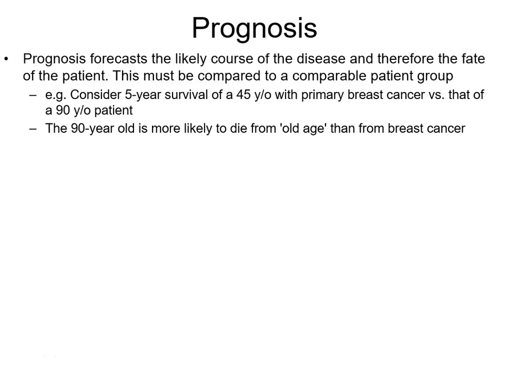I could say we have a population of breast cancer patients, 45 years old, they've got a 5-year survival. You might think, well, that prognosis doesn't sound overly good, but then if you said we've got a 90-year-old patient with breast cancer with a 5-year survival, you would say, well, that prognosis is actually quite good because they are more likely to die of something else rather than the breast cancer. So prognosis always has to have context of the patient group that you are dealing with.